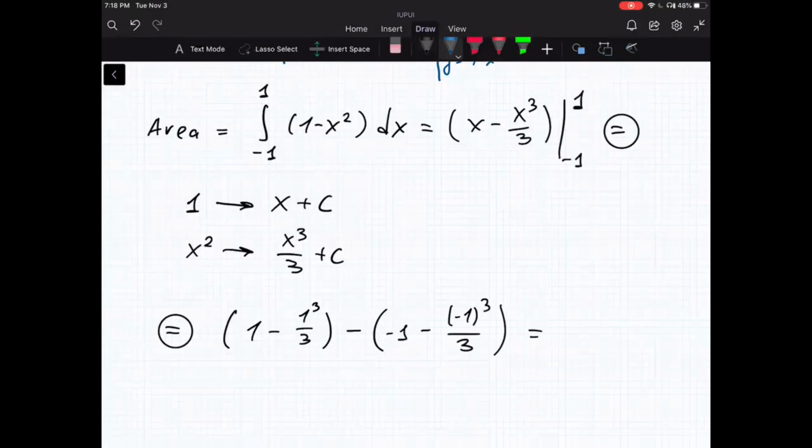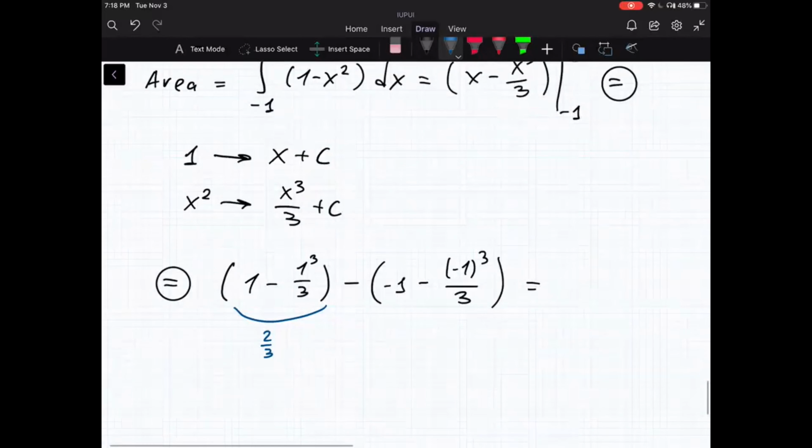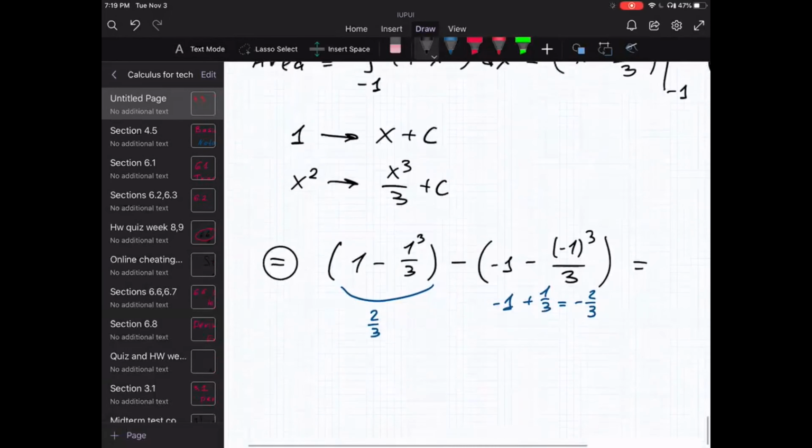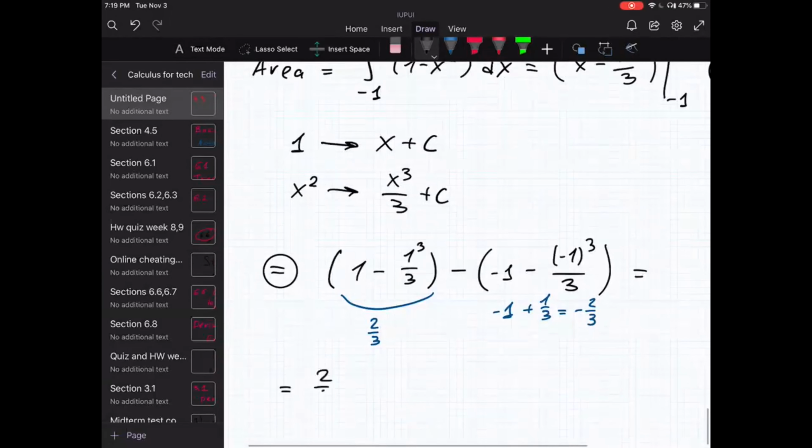And so the first gives me 2 over 3, while for the second I have minus 1 plus 1/3, which is minus 2/3. And I have a minus in front of that parenthesis, so the final answer is 2/3 plus 2/3, which is 4 over 3.